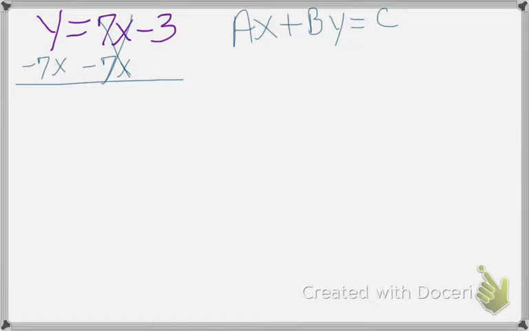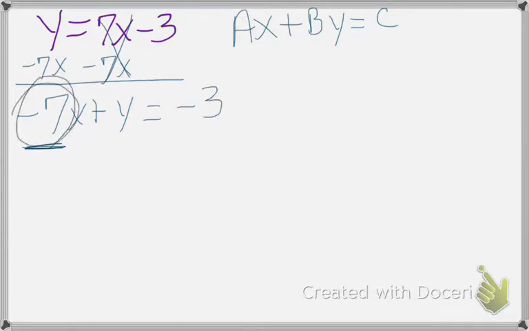Now remember, you cannot combine these. One of them is a y, the other one is an x. So what comes first in the alphabet? X. Negative 7x plus y equals negative 3. Remember, this can't be a negative, can't be a fraction. It's not a fraction, so we're okay, but it is a negative.